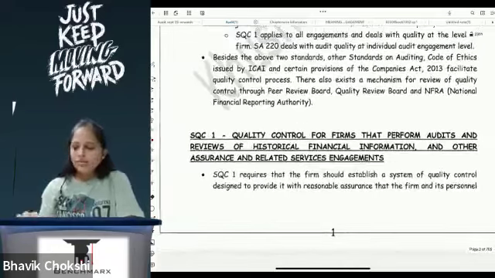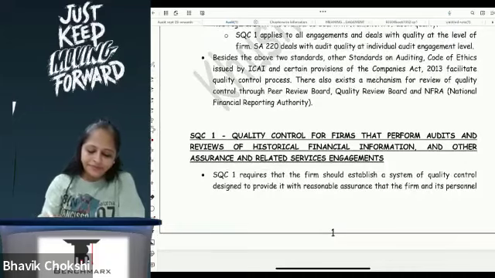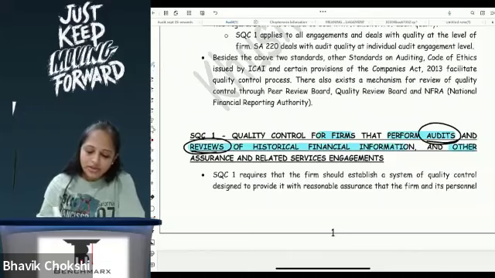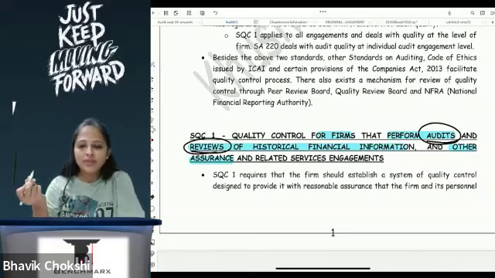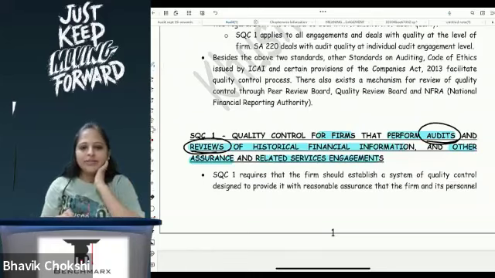Now SQC1, what is SQC1 saying? SQC1 is saying that quality control for firms that perform audits, review of historical financial information. So you have your audit, you have your review, other assurance मतलब अपन ने भी डिस्कस किया, other than your historical financial, correct? Audit and review of historical financial information we are doing, other assurance also, and related service engagement.